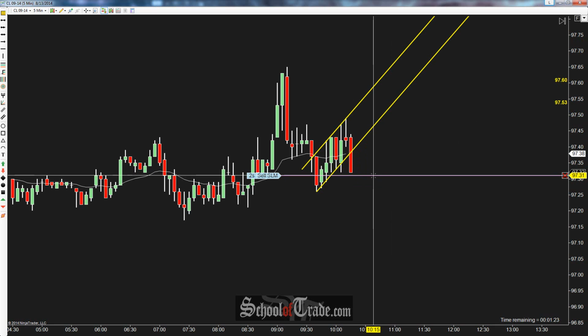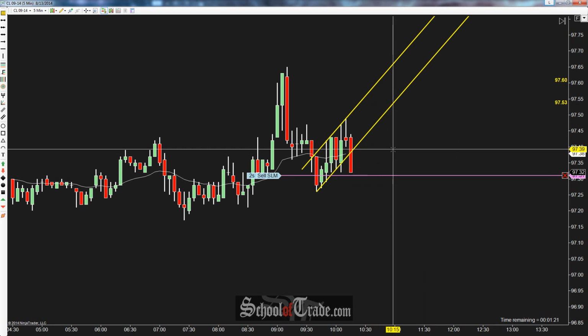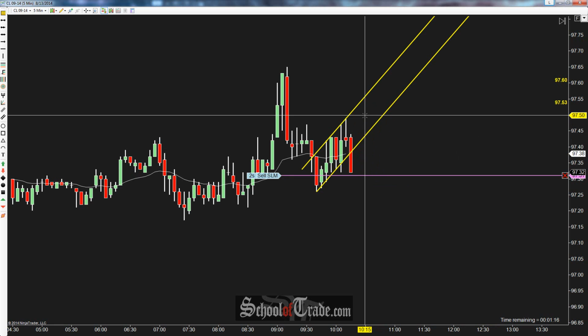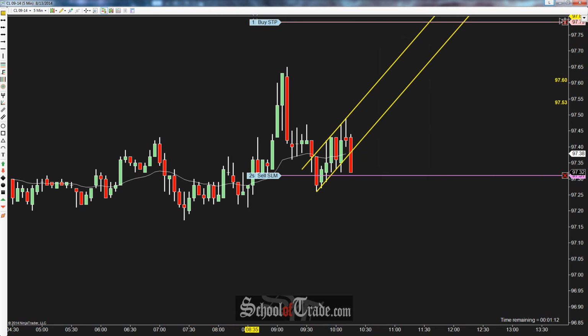Flag breakout here on crude oil. Now, price has fallen down, almost getting us in. We're looking short at 97.31. Stop is going to be above 97.49, so the stop will be at 50. As soon as we get triggered into this, we'll place the stop. Let me just place them up here to get them there ahead of time.